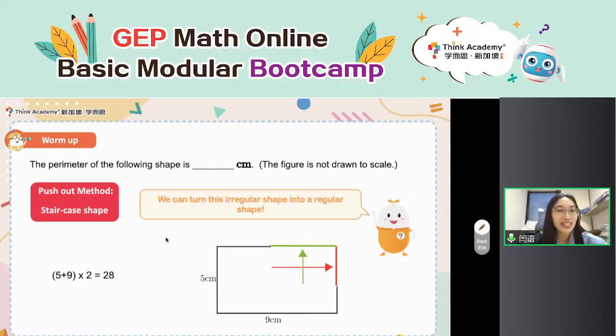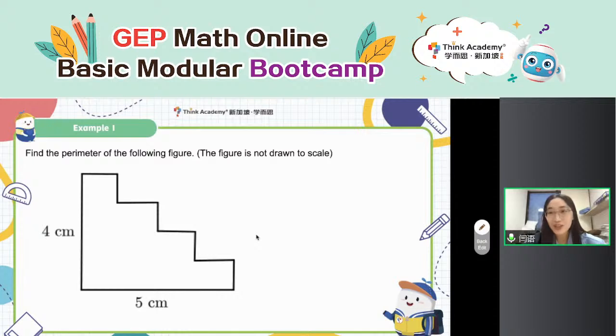Following this, let's have a look. This is an example. Now, I think if you can understand the warm-up question clearly, this one is also very easy for you. Here, maybe I give you 20 seconds. Have a try. What is the perimeter of the following figure? What is it? Wow, so fast. I think maybe you just used 10 seconds, right?